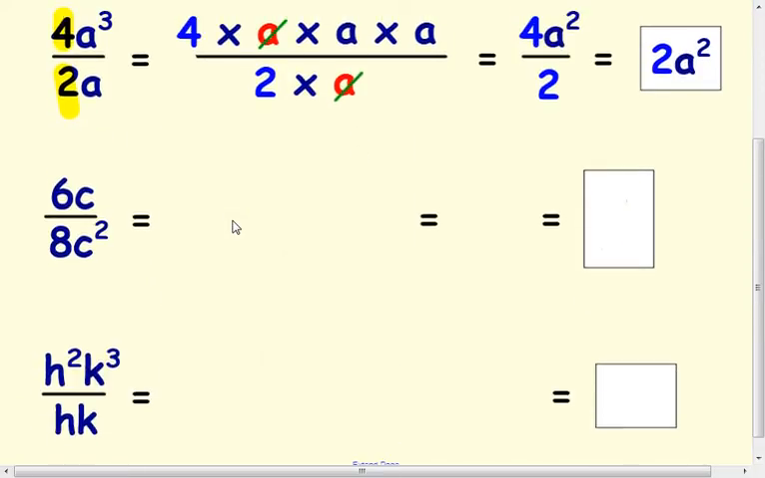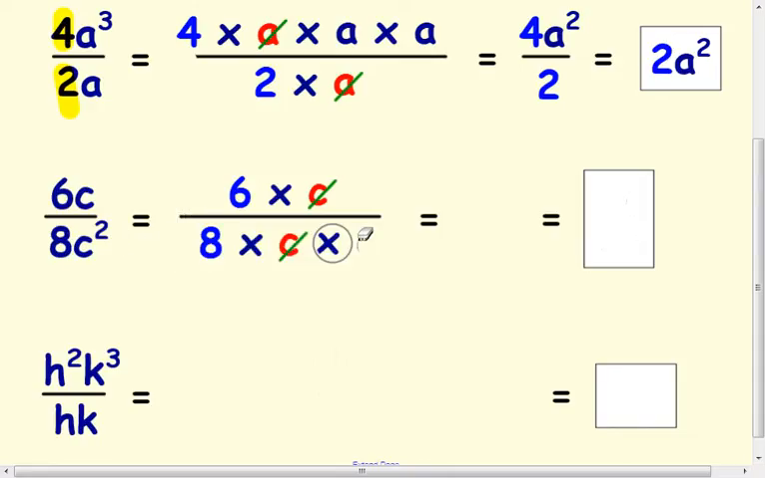Right, let's look at the second example here. The top line becomes 6 times C. We've got 6 lots of C here. And on the bottom line, you've got 8 times C times C. C squared is C times C. Again, you can see I've scored out a C in the top and the bottom. That's by division. That's going to leave you with a 6 in the top and an 8C in the bottom. So the last thing to do is to try and find something that divides into 6 and 8. That would be 2. So you're going to get 3 over 4C.